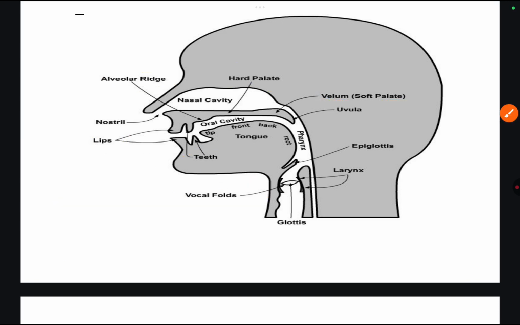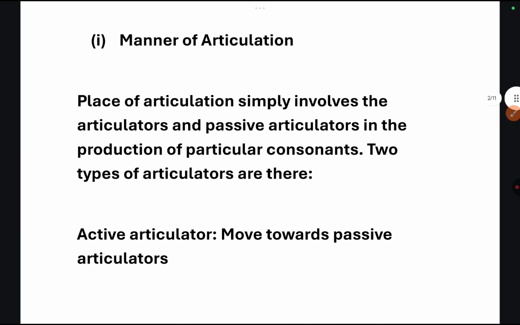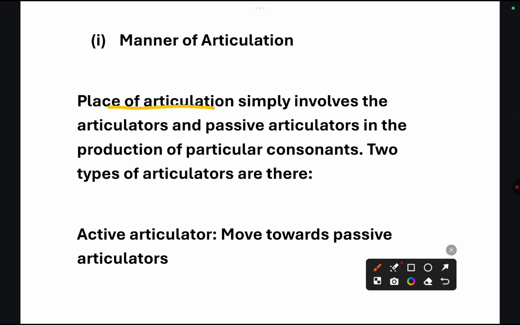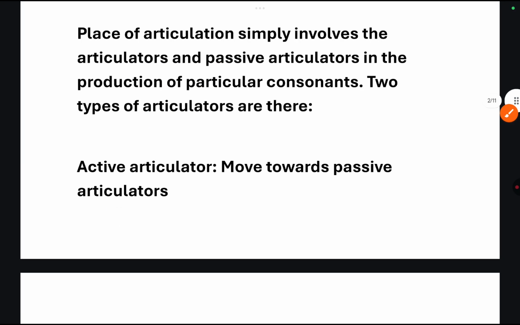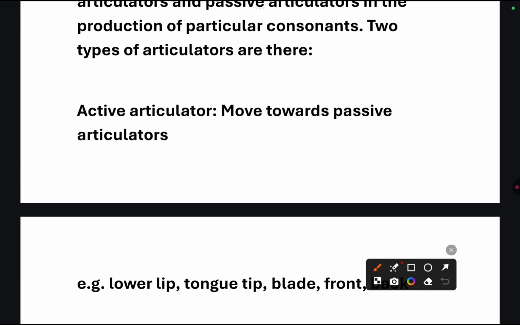Before moving to the place of articulation, you must remember these things so that you can understand the place of articulation in very simple terms. So what is the place of articulation? Place of articulation simply involves the articulators which are involved in the production of consonant sounds. There will be two articulators. First will be the active articulator, which will be moving, and second will be the passive articulator, which will remain stagnant, and the active articulator will move towards the passive articulator.